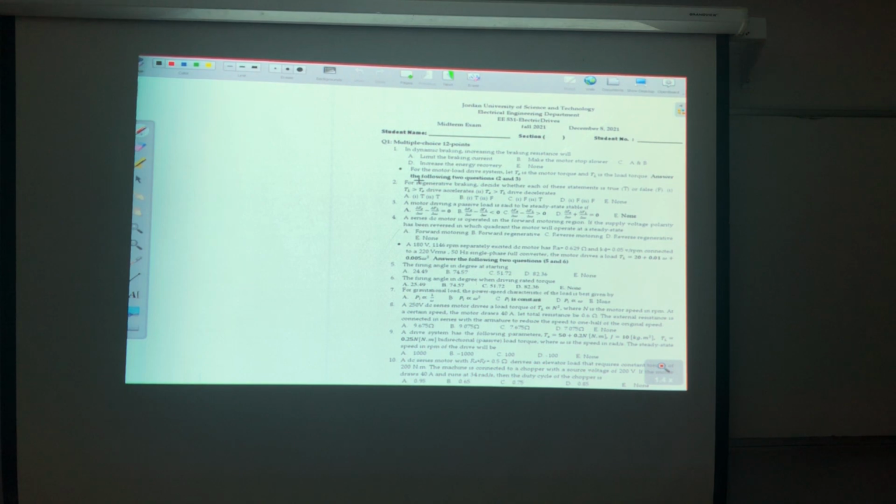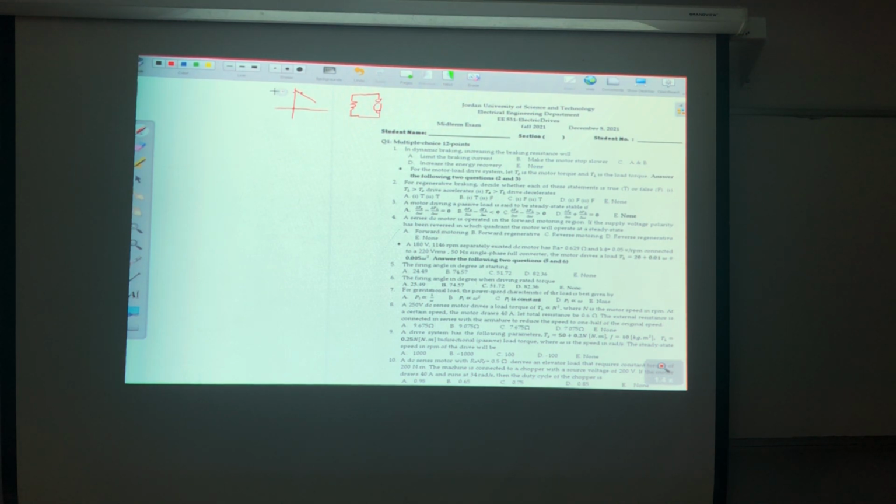The first one is about dynamic braking. Do you remember dynamic braking? In dynamic braking, I disconnect the supply and connect a braking resistance. Good. So if I need to plot the torque-speed characteristic, the voltage now is 0, so I will cross this point, correct?